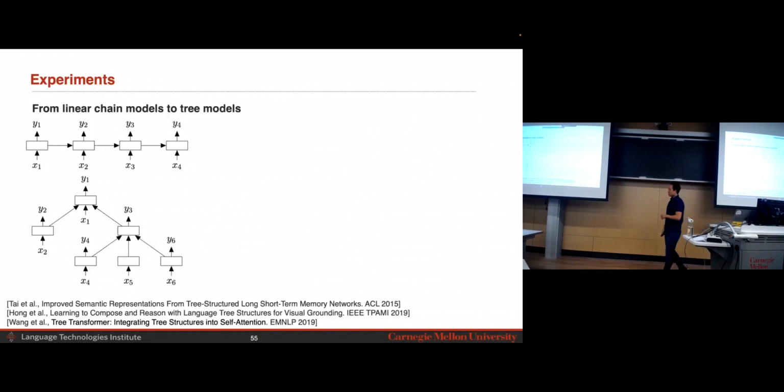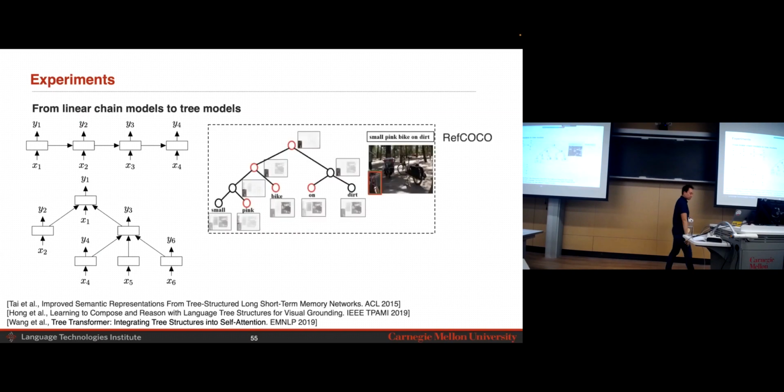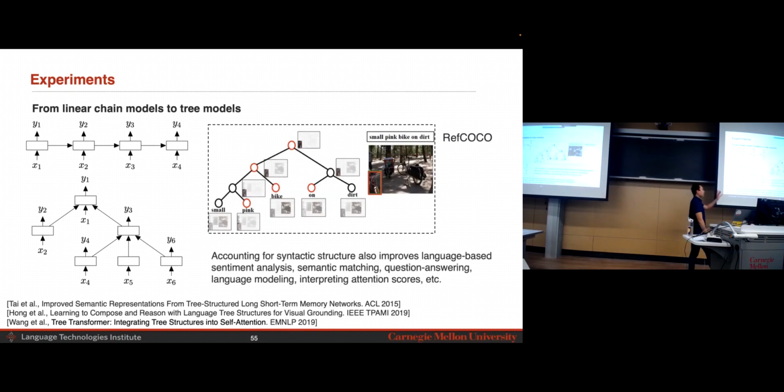Cool. Some experiments. We've seen this already. If you have these tree structured grammars in your languages, you can do image text retrieval much more easily if you account for the structure. And it's a lot more work, right? There's a whole line of work showing that if you inject syntactic structure of language for NLP tasks, you can help sentiment analysis, semantic matching between different parts of text, question answering, language modeling, and also make it more interpretable. You can interpret the attention scores.